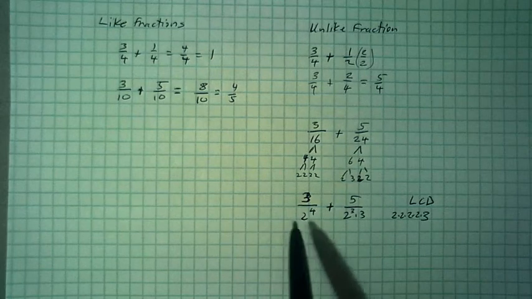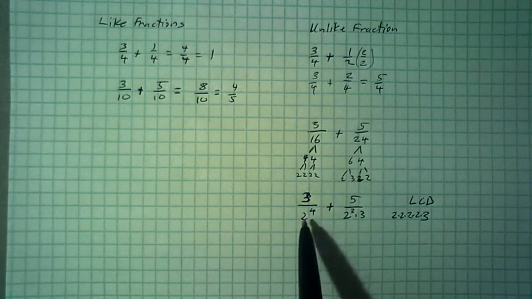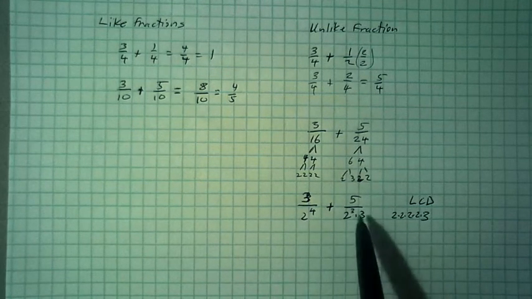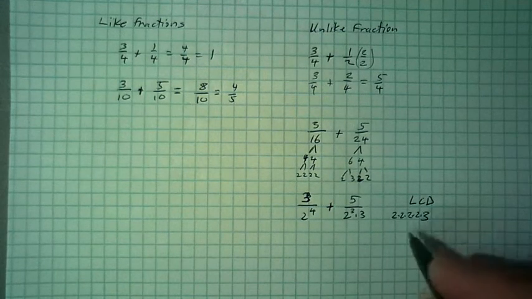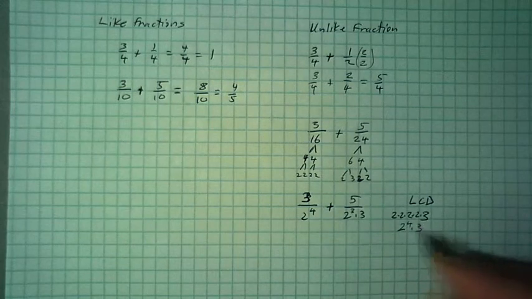Each thing only needs to get included once, and you just got to make sure each of these guys is covered. 2 to the 4th is covered. 2 cubed times 3 also included. This means that my least common denominator is 2 to the 4th times 3.